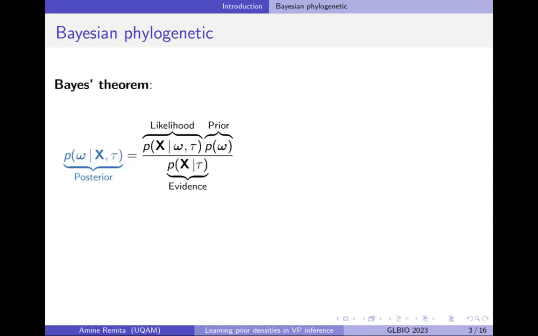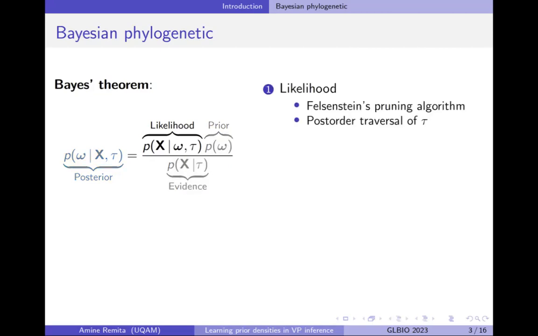Here we are interested in Bayesian inference. In this setting, the conditional probability of the parameters omega given the data and the tree can be computed using the Bayes rule. This probability is called the posterior and is given by the product of the likelihood of the data given the parameters and the tree and the probability of these parameters, divided by the evidence, which is the probability of the data given the tree.